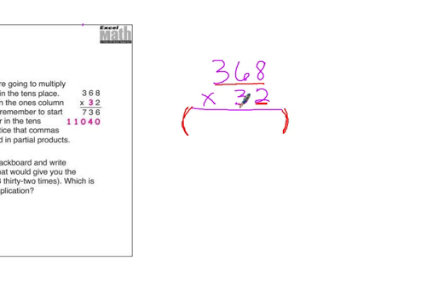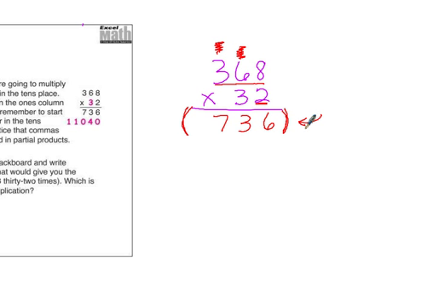So I'm going to do 8 times 2 is 16, carry the 1. 6 times 2 is 12, plus 1 is 13, carry the 1. 3 times 2 is 6, plus 1 is 7. Now what I like to do with 2-digit multiplication is when I have these carries up here, these regroupings, I like to scribble those out, and so I don't accidentally use them when I go to the next step.